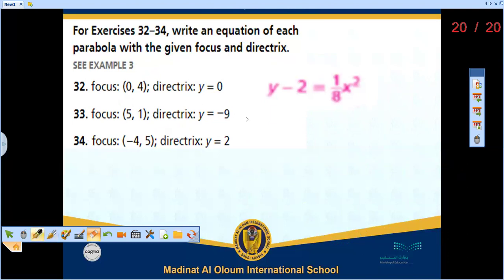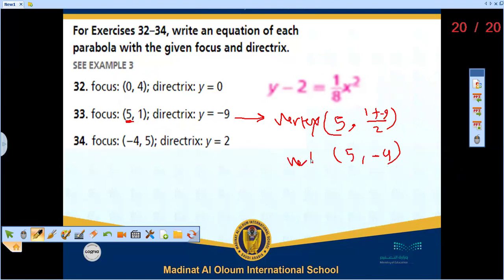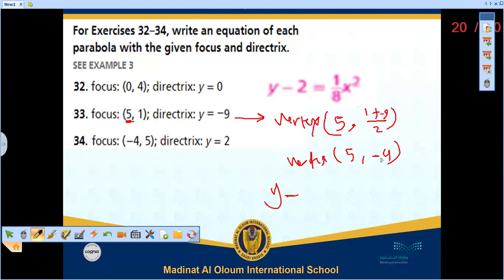Let's do the second one. I need the vertex. What is the vertex? The x is the same as the focus, 5. And how can we get its y? 1 plus the directrix, which is negative 9, divided by 2. Now it's 5 and negative 4. This is my vertex. Now I need the equation. Y minus negative 4 changes sign to plus 4 equals 1 over 4p times (x minus 5) squared.